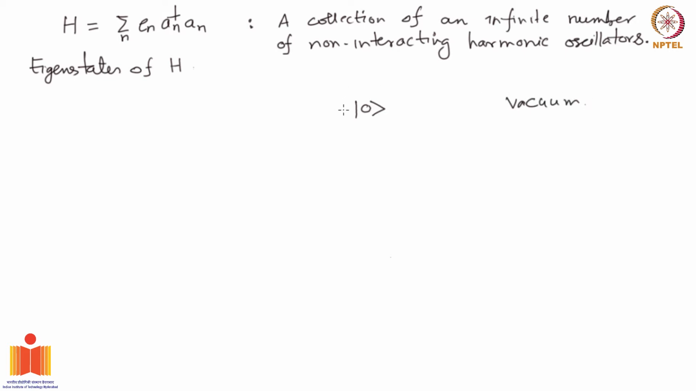So the most general state, which will be an eigenstate of the Hamiltonian, would be of this form. I take a_N dagger with the subscript capital N, and I act with several of them, a_n2 dagger, a_n1 dagger. And let me denote this state by the symbol.